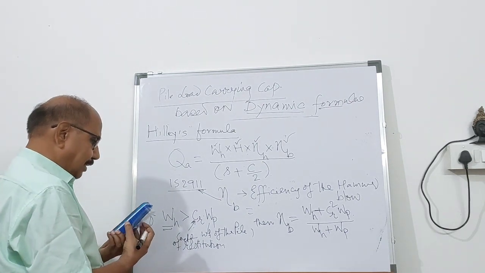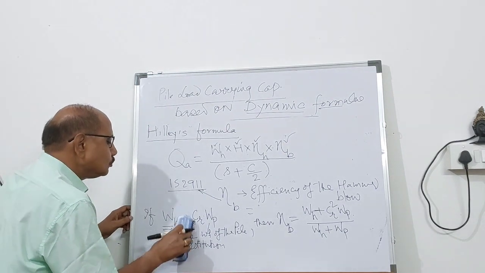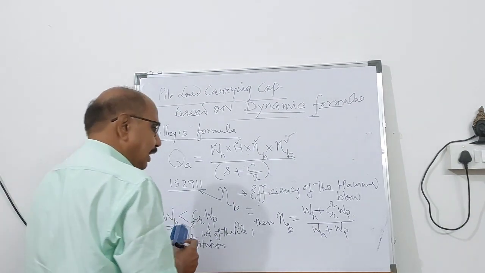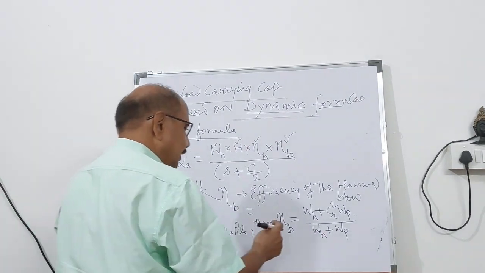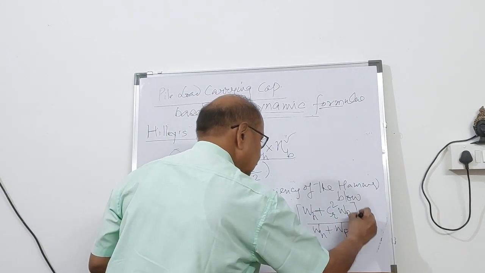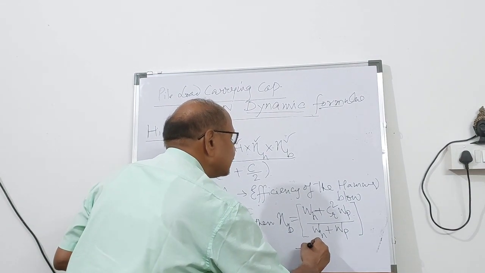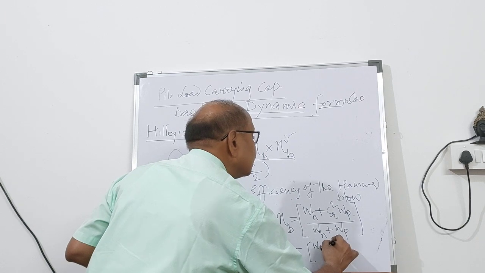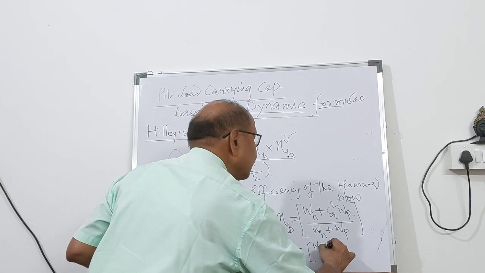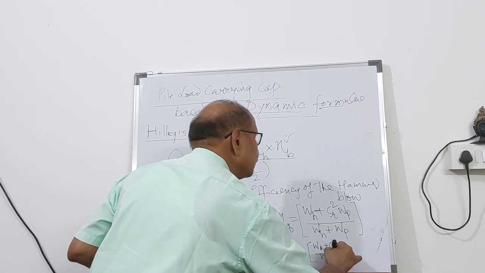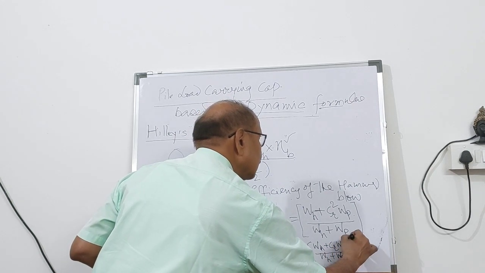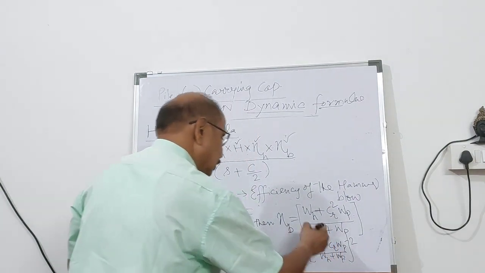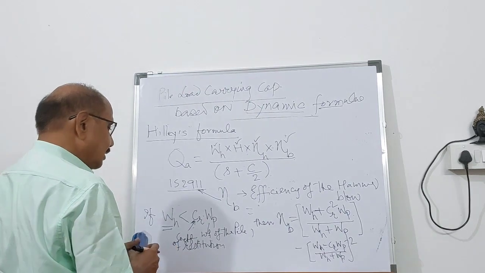If it is otherwise, say the weight of the hammer is less than CR times the weight of the pile, then the value of eta B is going to be this minus WH plus CR WP divided by WH plus WP whole square. So this is minus. So this equation can be used if it is going to be less than CR times WP.